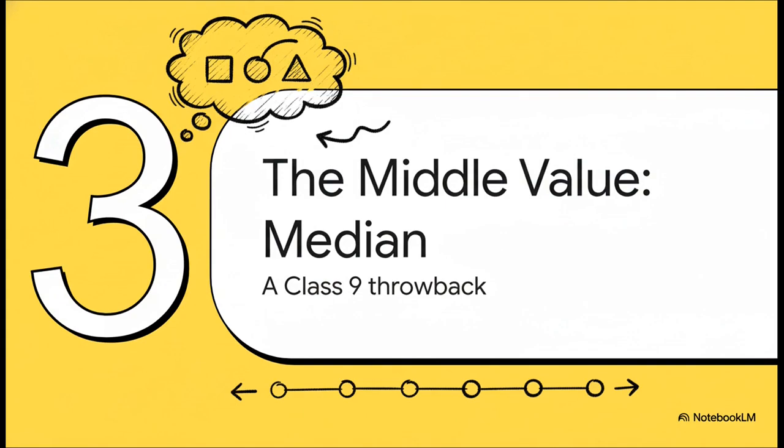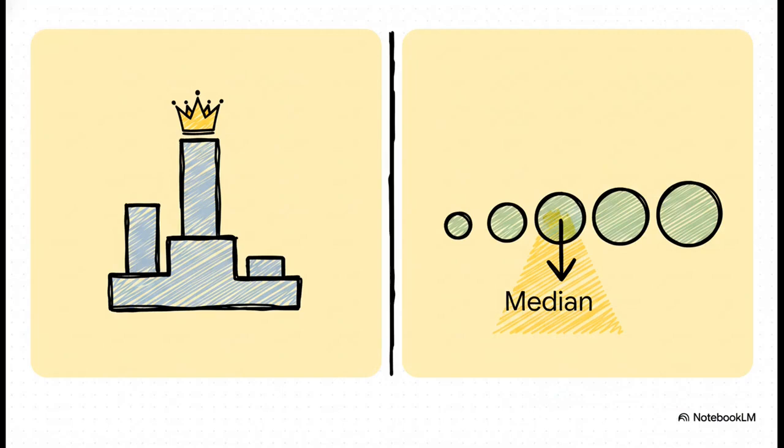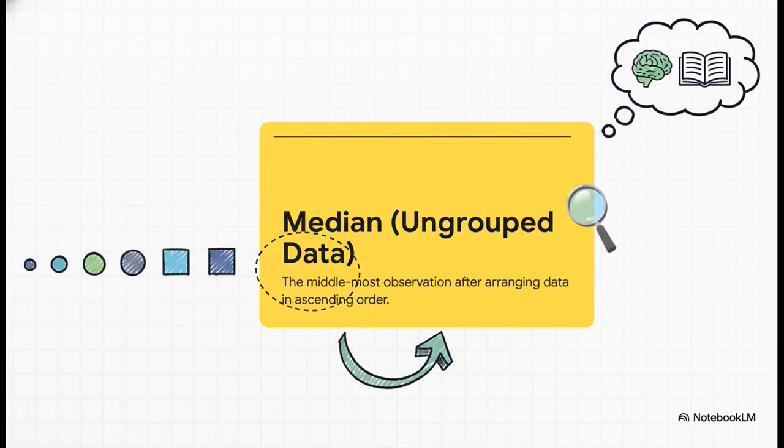Awesome. Let's put a pin in mode for just a second and switch gears to our next topic, the median. Now, this should ring a bell for you from last year, so this will be a bit of a fun throwback. Now, it's super important we don't mix these two up. Remember, mode is all about what's most popular, the highest frequency. Median, on the other hand, is all about position. It's the value that sits in the exact middle of your data once you've put everything in order. Popularity versus position.